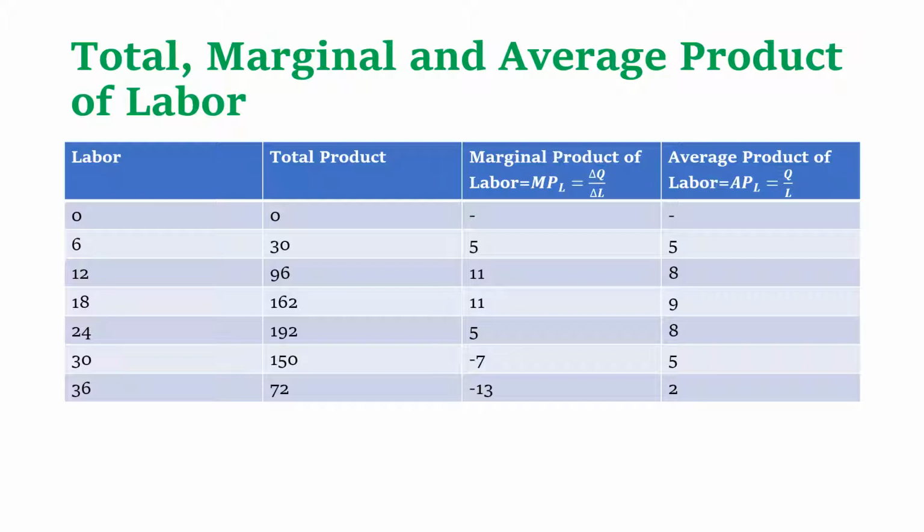employees, you notice that even though the output is increasing, it is increasing at a decreasing rate. You see the rate of increase from 162 to 192 is a little bit smaller. It's a difference of 30. So output is increasing, but at a decreasing rate. And beyond 24 workers, the output is declining. That is the region of diminishing total returns to labor.